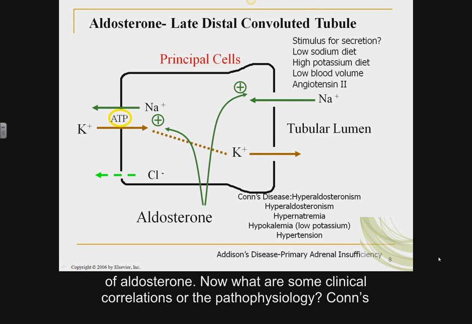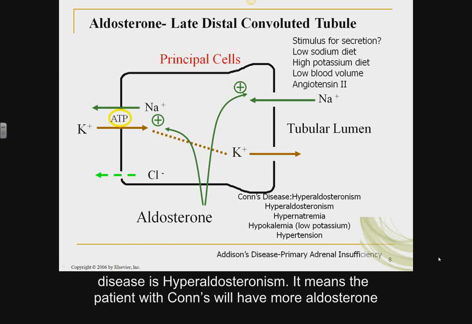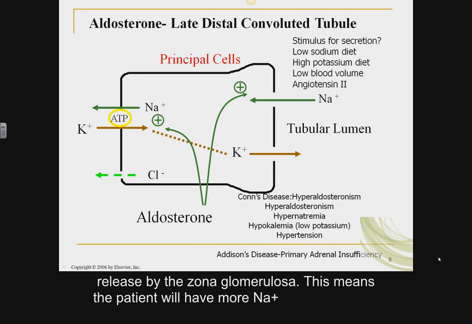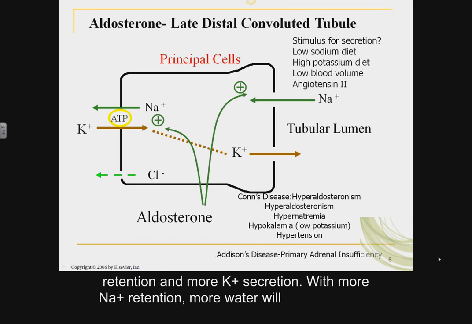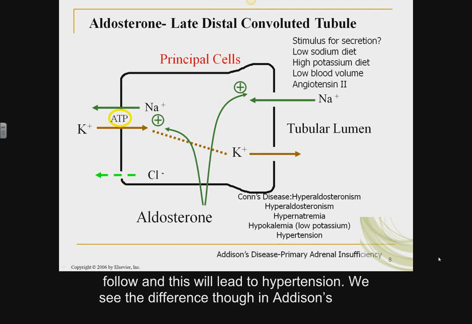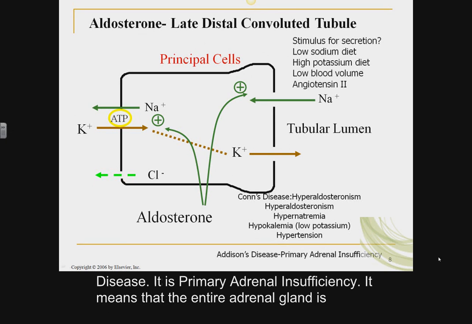Now, what are some clinical correlations, or where's the pathophysiology in this? Consider Conn's disease. Conn's disease is hyperaldosteronism. It means the patient with Conn's will have more aldosterone released by the zona glomerulosa. This means the patient will have more sodium retention and more potassium secretion. With more sodium retention, more water will follow, and this will lead to hypertension. And with more potassium secretion, this can lead to hypokalemia.